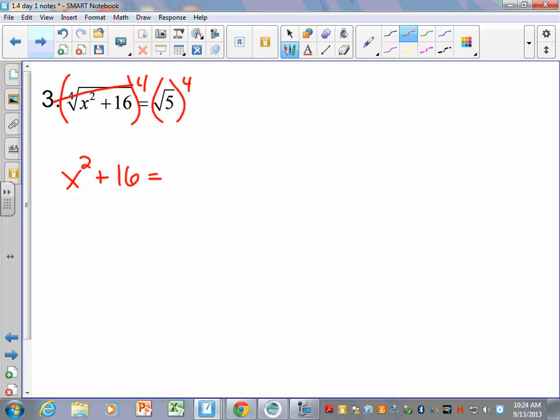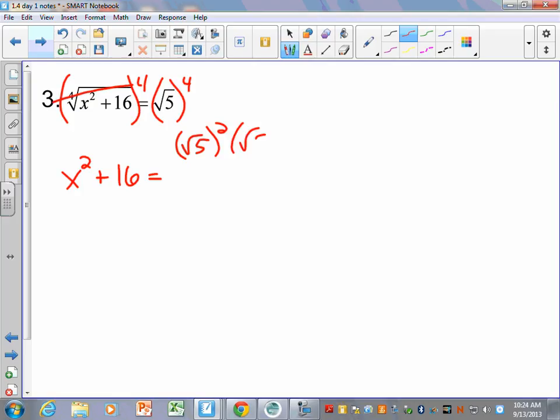The square root of 5 to the fourth power. You could just do that on your calculator, but you don't need a calculator, because if you had the square root of 5 squared, do you agree that that cancels out the square root? So how many square root of 5 squared do I have if I have the square root of 5 to the fourth?